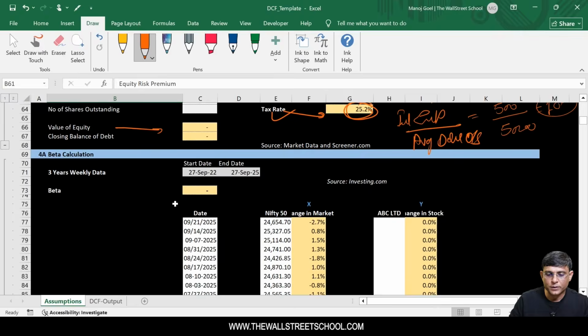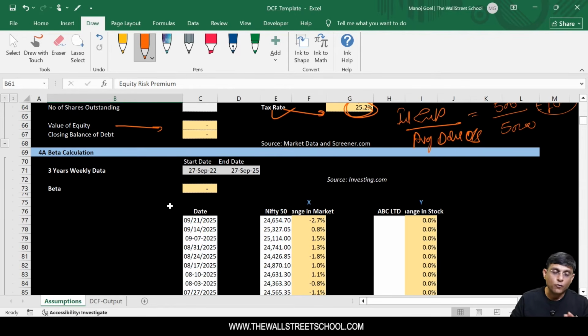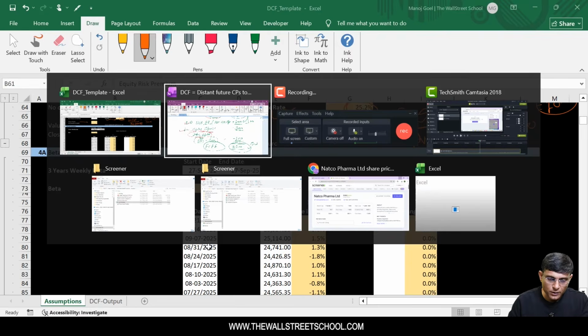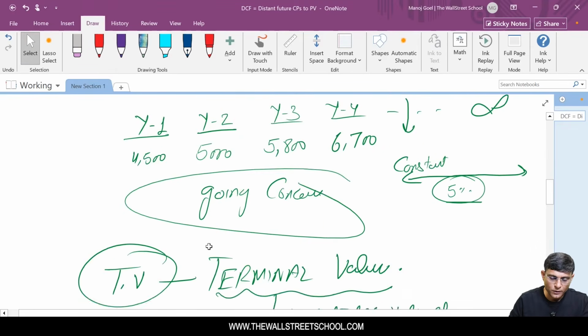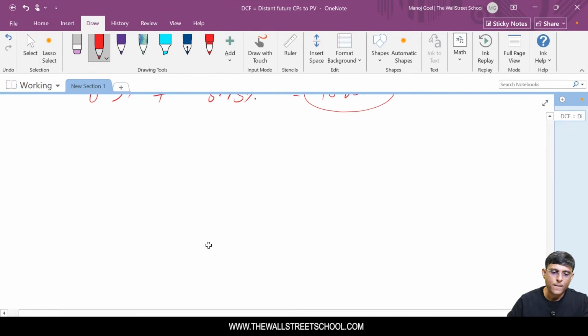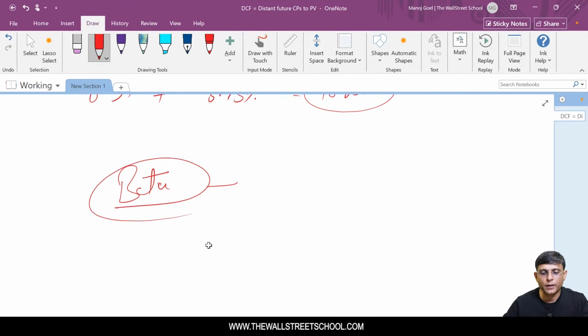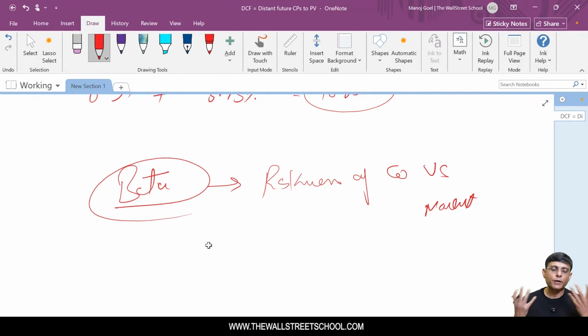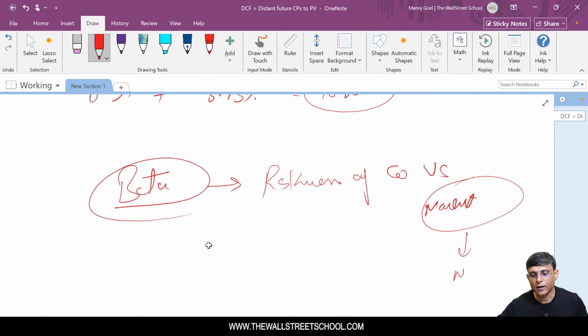Beta is coming from this calculation below. So now how do we calculate beta? Let me first explain this calculation. Beta, as I explained to you in the previous video, is the risk of the company, the riskiness of the company versus the market. Market is your index. How do we define market? Market means, say, Nifty 50 in India. In India, the primary index is Nifty 50.